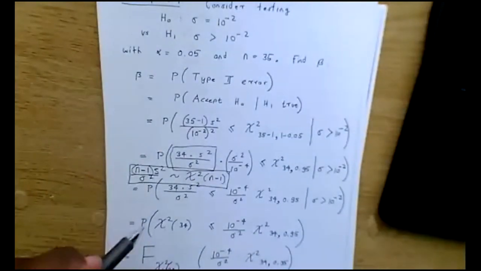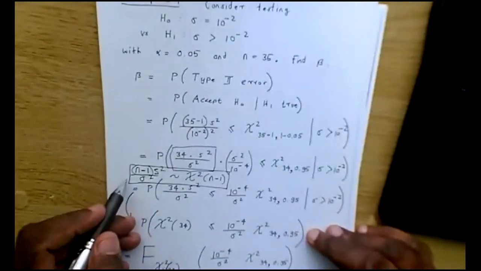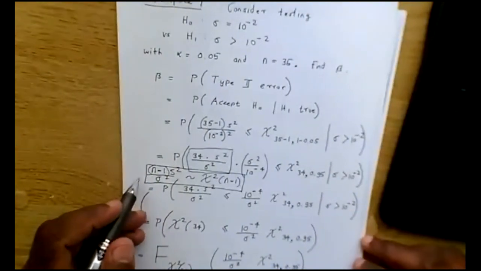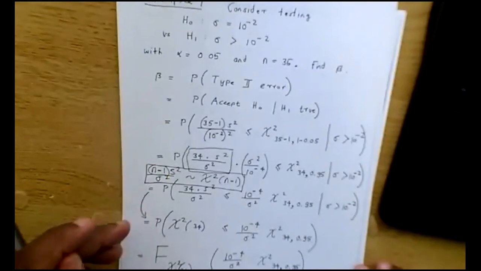Robert, are you okay with this? Yeah, the property I have used to go from this line to this line is this property, Robert. This is a property I talked about in the video on chi-square. So if you don't remember it, Robert, please go and have a look at the video on the chi-square. You will see this property, okay?